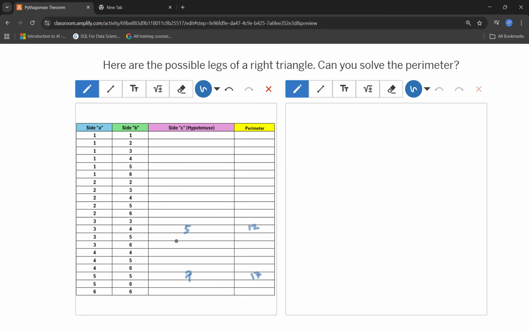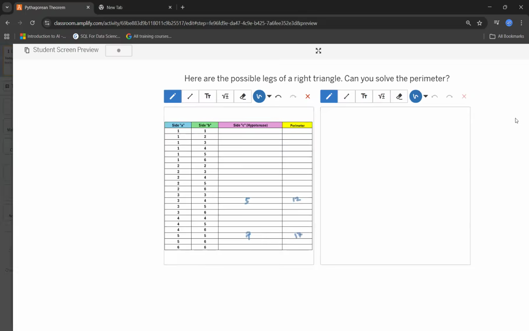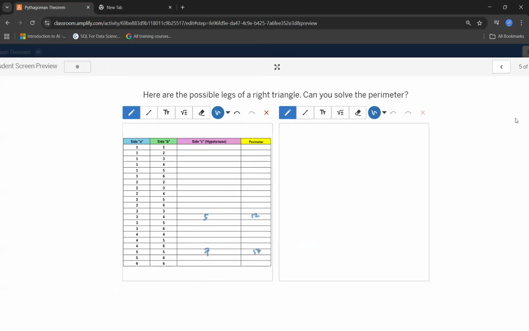But what if we don't have a ruler? Or what if we want to really calculate the very specific or precise number of the sides of our triangle? Or let's say the sides of your triangle are longer than 6, or it could be 3 digits or 4 digits. So this is where the Pythagorean theorem comes in, where a squared plus b squared equals c squared. So we're going to calculate the hypotenuse using this formula for us to get the perimeter.